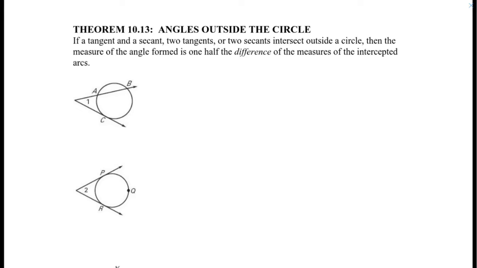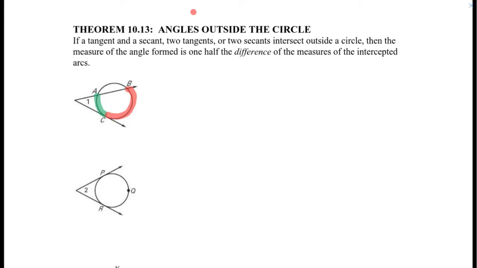If a tangent and a secant, two tangents, or two secants intersect outside a circle, then the measure of the angle formed is 1/2 the difference of the measures of the intercepted arcs. So if you look at this first one, notice that we have a tangent and a secant. The measure of this angle here has two intercepted arcs. The first intercepted arc right here is AC, and as we continue, we have a second intercepted arc over here, which is BC. So the two lines form two different arcs in that circle.